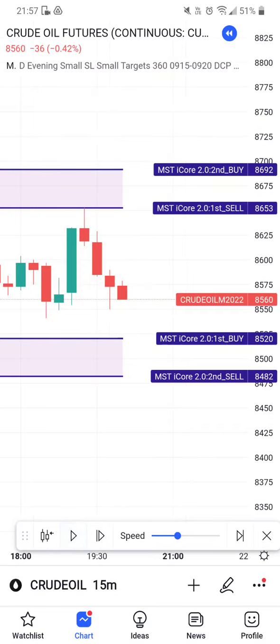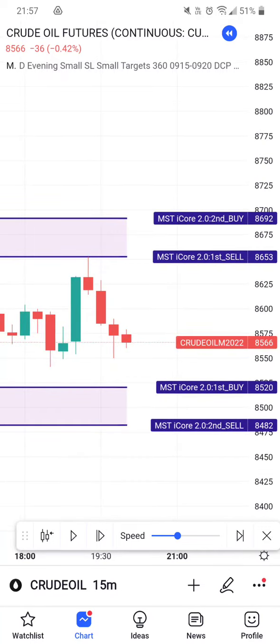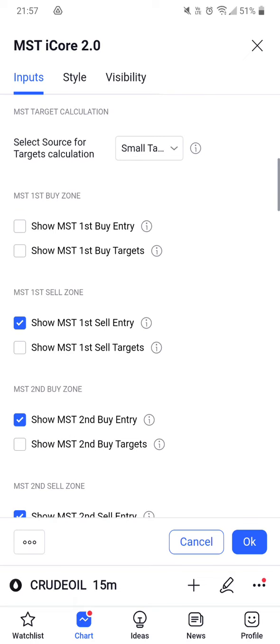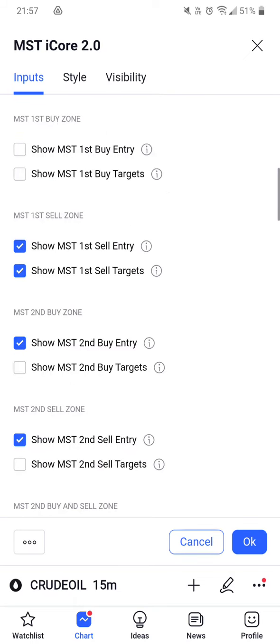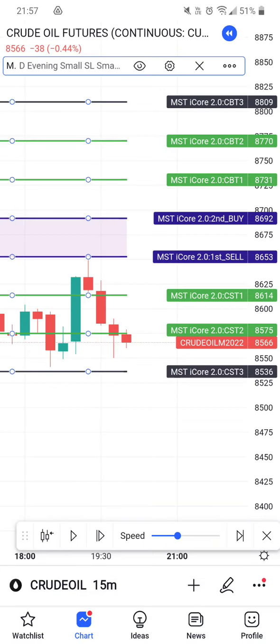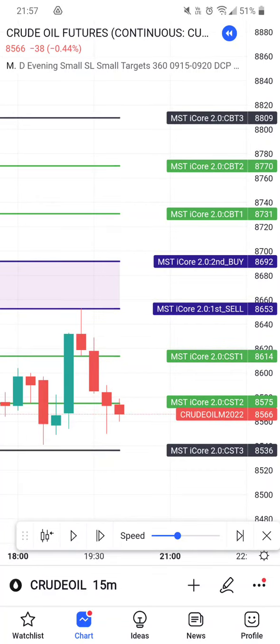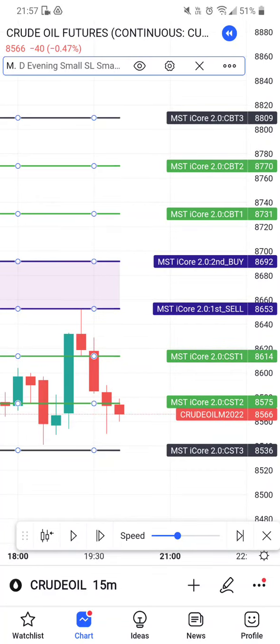So now what you have to do, since sell is activated, we have to remove the buy entry. So come here, settings, and remove the first buy and second sell. You enable first sell target, second buy, second sell targets. Why second buy and second sell targets? If SL hits, we should go for the reversal entry.